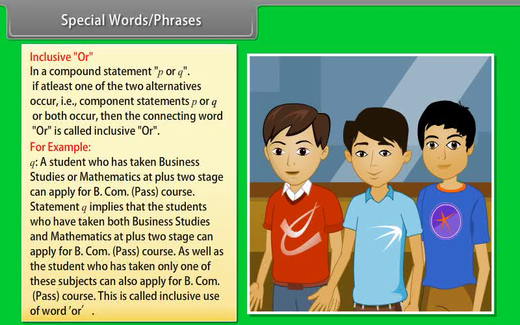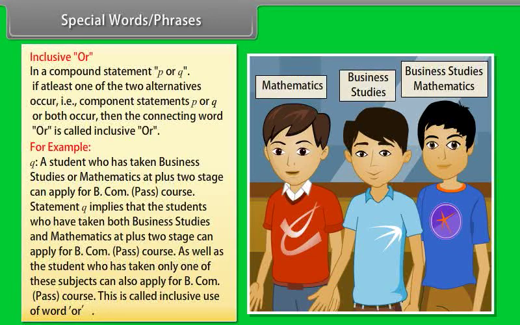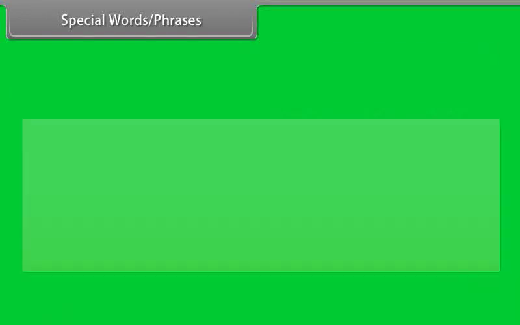Statement Q implies that the students who have taken both business studies and mathematics at +2 stage can apply for BCom pass course, as well as students who have taken only one of these subjects can also apply for BCom pass course. This is called inclusive use of word or.